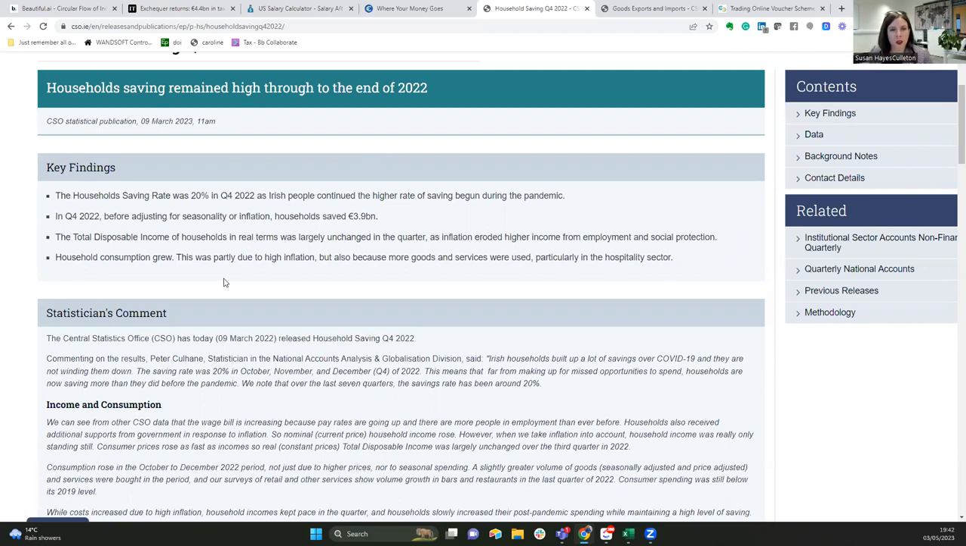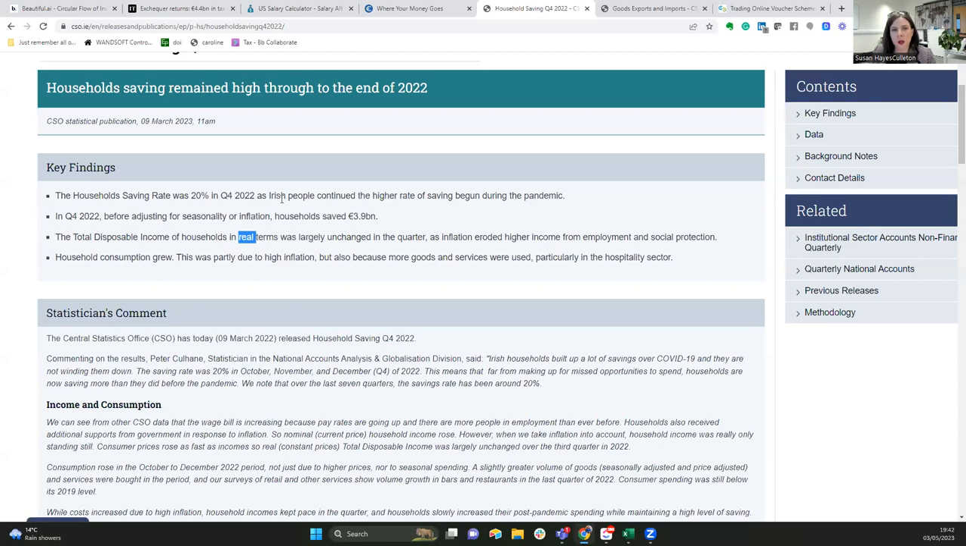But for any of you that have studied the inflation chapter, the total disposable income, okay, disposable income is, of course, the money after, particularly a mortgage, but the money that they have to use on costs that aren't fixed and things that they like to spend on, it was largely unchanged in real terms. Another word for real is inflation adjusted. So in real terms, it was largely unchanged in the quarter as inflation eroded higher income from employment and social protection.